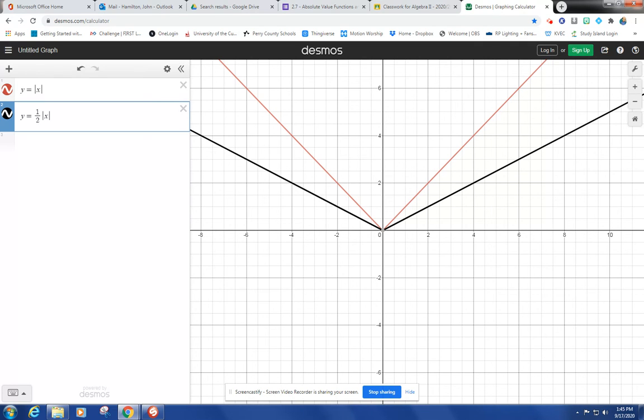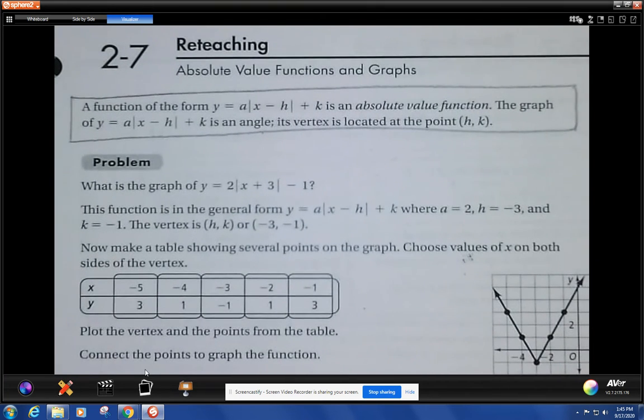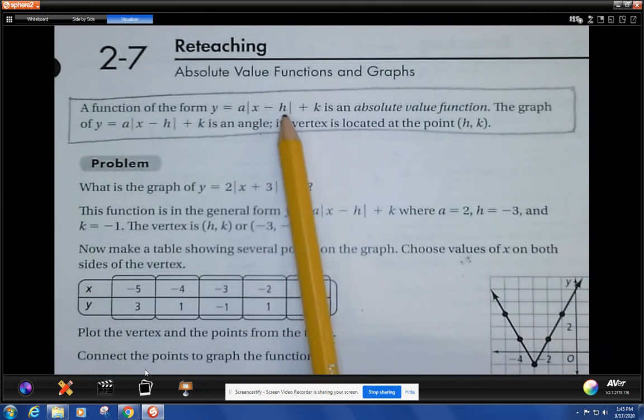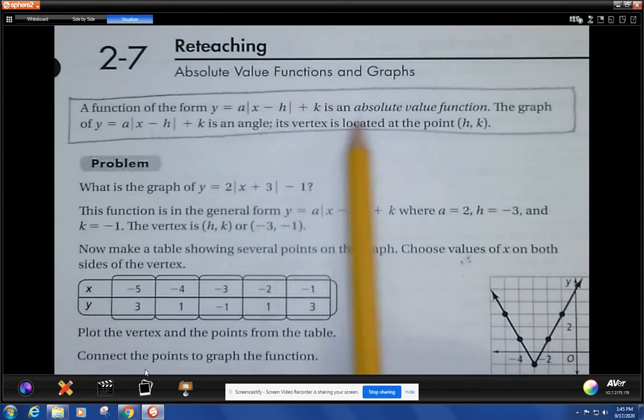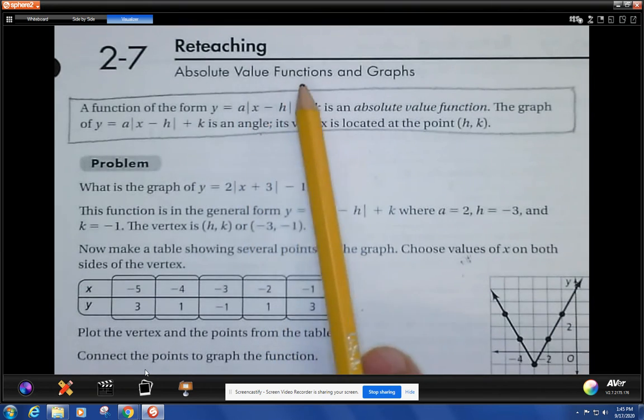We'll come back to these graphs here in just a second, but I want to switch over to a reteaching sheet and just show you this format again and show you one more principle here. So if you look, it says a function of the form y equals a absolute value of x minus h plus k is an absolute value function. Boy, that looks very, very familiar. It's exactly like what we had before. The only difference is we don't have parentheses and we don't have squared.